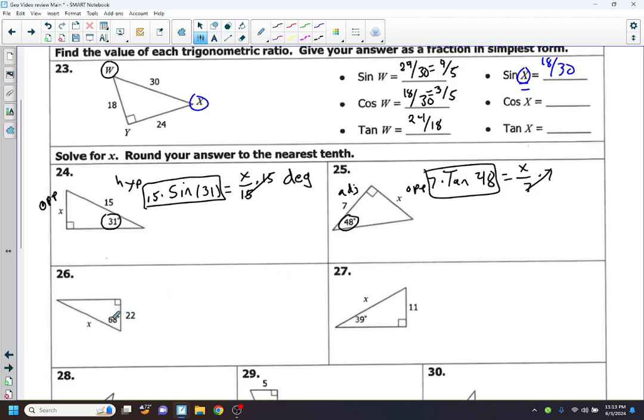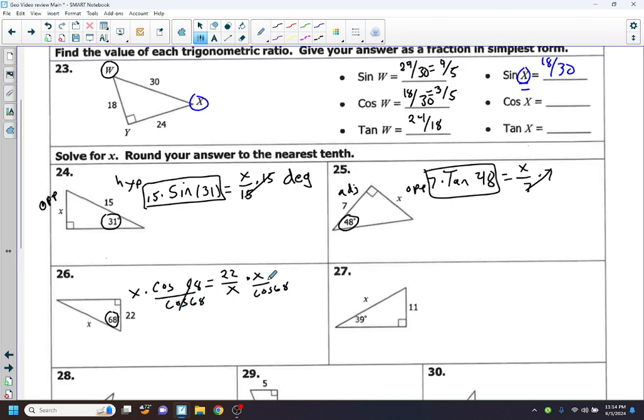Over here, this is 68. So in this situation, I have adjacent and hypotenuse. This is cosine. So cosine, because I have adjacent and hypotenuse, 68 equals 22 over x. So in this scenario, though, x is on the bottom. So I multiply x over here, and I'm going to divide by cosine 68 over here, divide by cosine 68 over here.